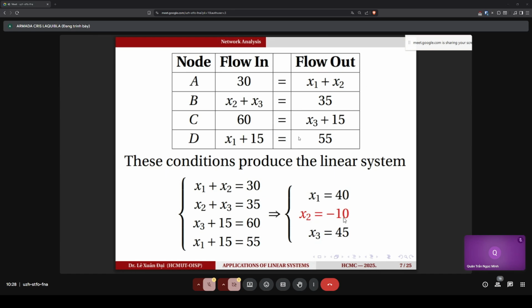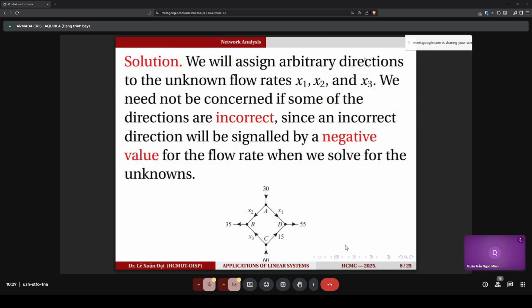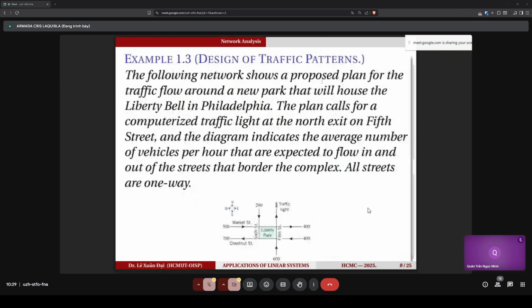But your x2 there is negative 10, so the correct direction now for your x2 is it will go to A there. Okay? Change the arrow there. It will go to A, not going to the B node. Okay? And that's it. Next, another example is about traffic patterns.